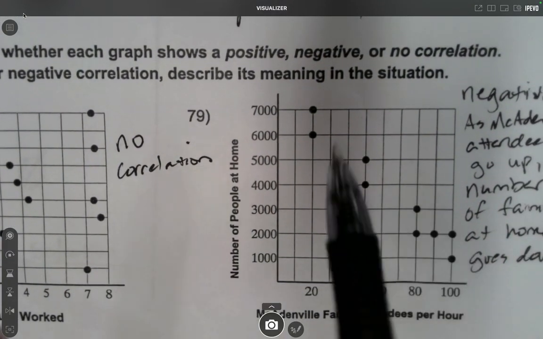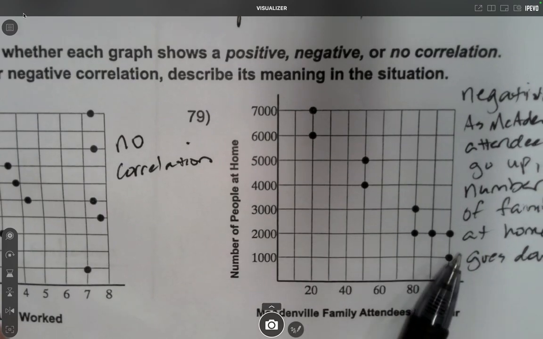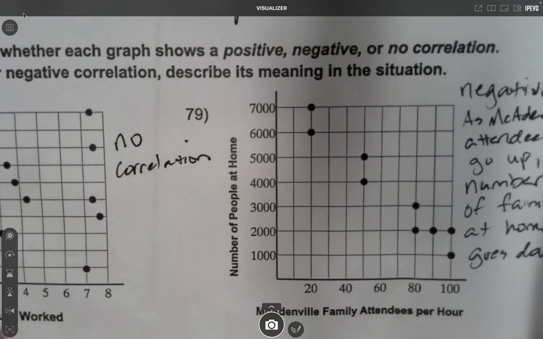However, here hopefully you can see the pattern that overall these points head downward. So that's a negative correlation when it seems to have a negative slope.